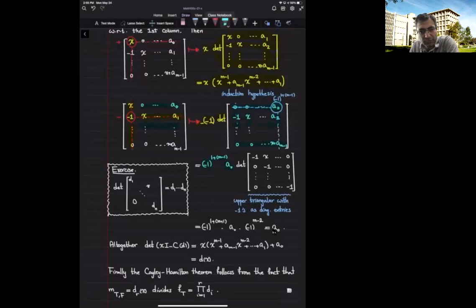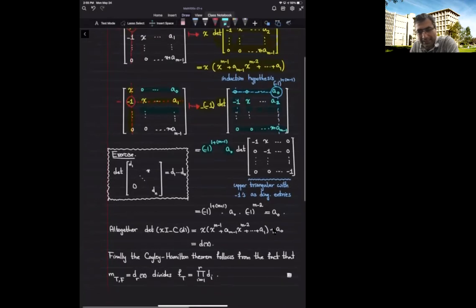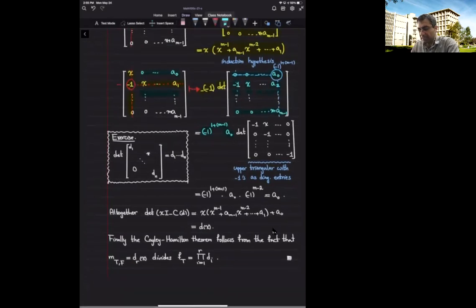This is the last entry of the first row. That means that's the 1, m-1 entry of this matrix. Therefore, I need to multiply it by -1 raised to power 1 plus m-1, because this is the 1, m-1 entry of this matrix. So the whole thing is supposed to be multiplied by the determinant of the matrix that we get after I drop the first row and the last column.